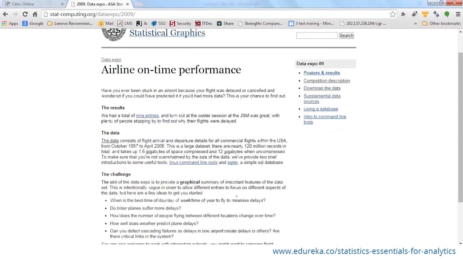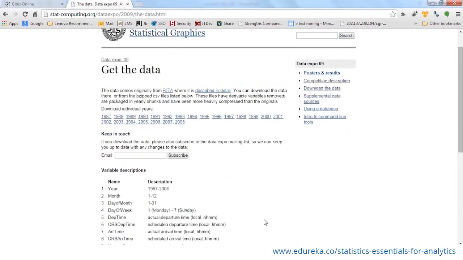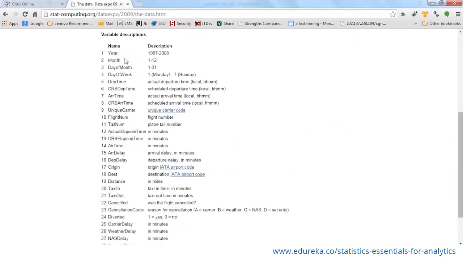So what does this data contain? You can read about this data here. You will actually be seeing a spreadsheet or an Excel sheet where the data is like this.